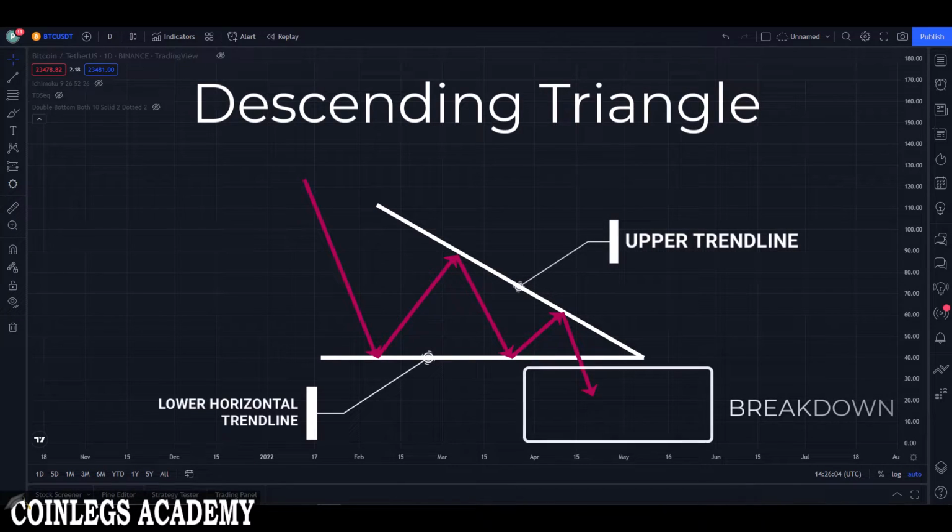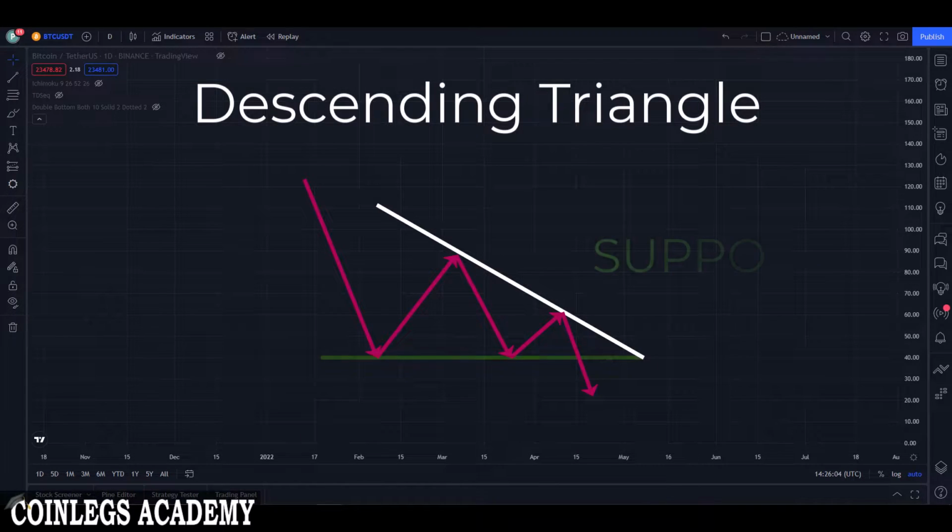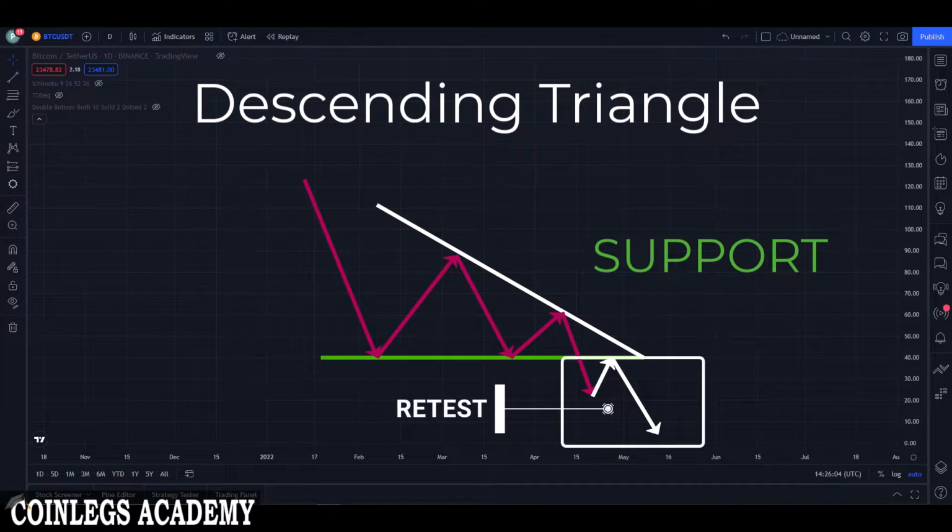The breakdown occurs when the price collapses through the lower horizontal trend line support as a downtrend resumes. The lower trend line, which was support, now becomes resistance.